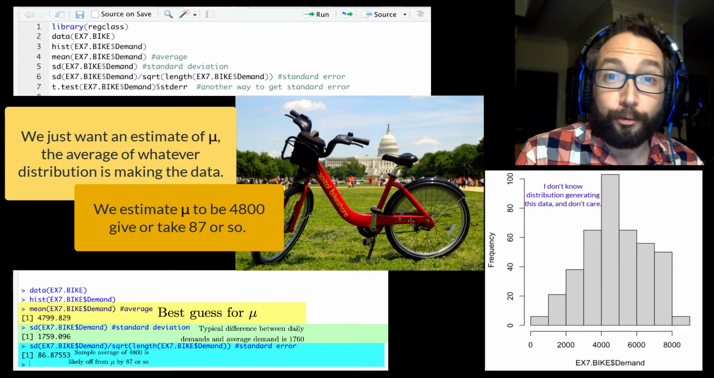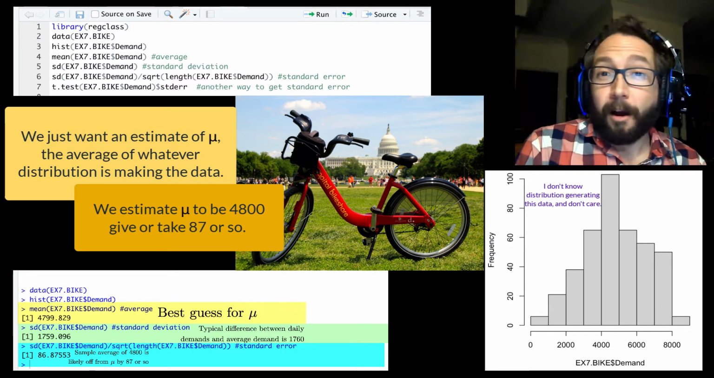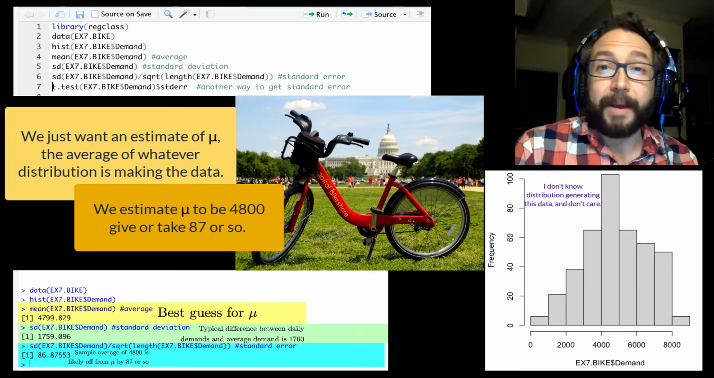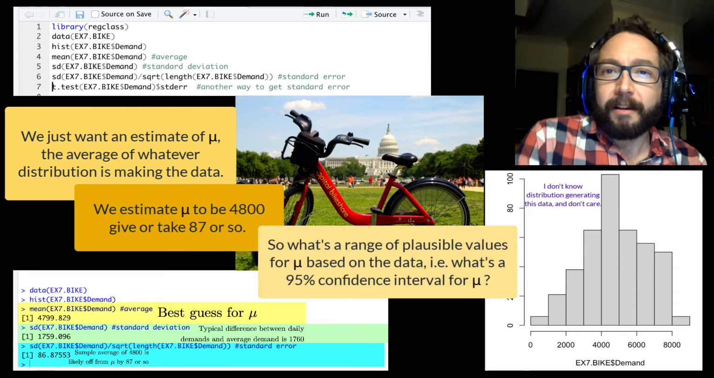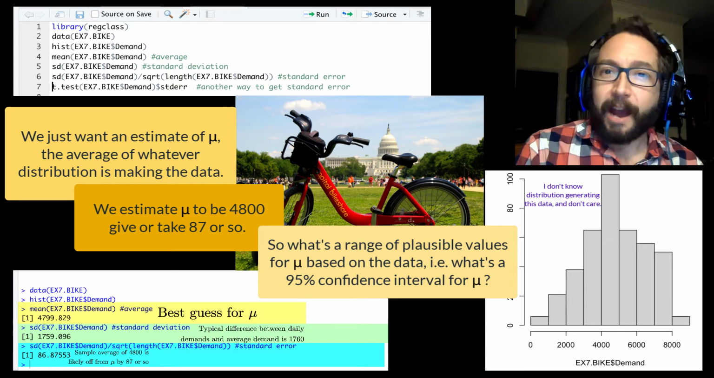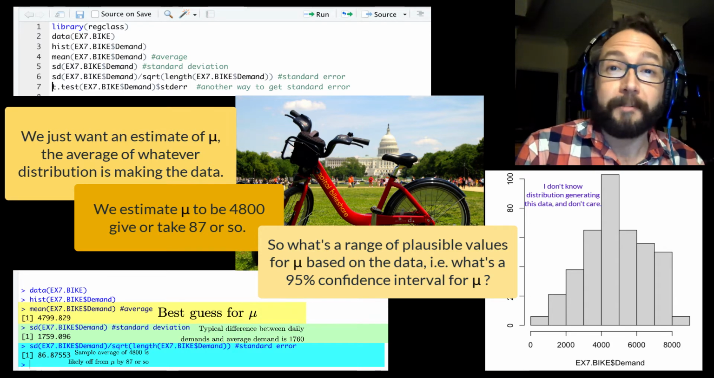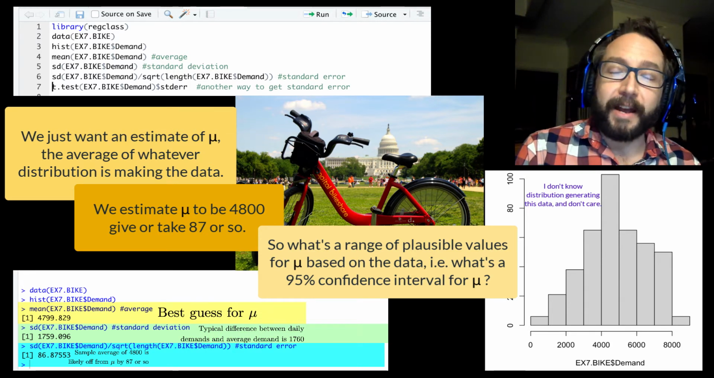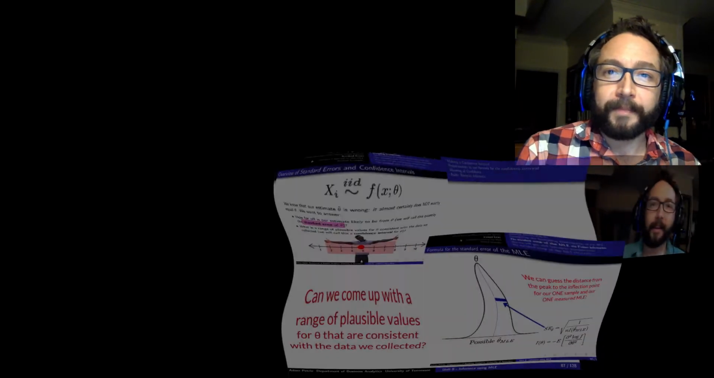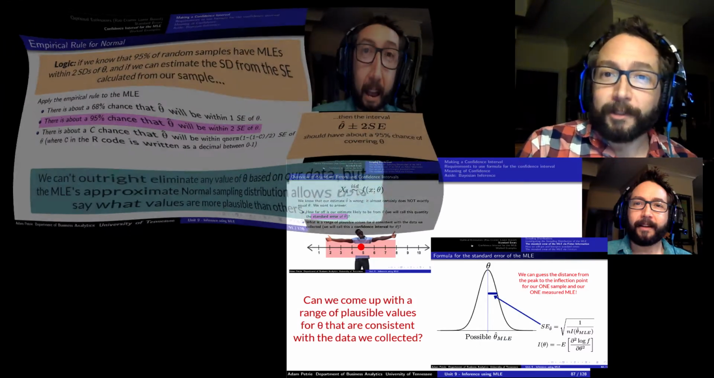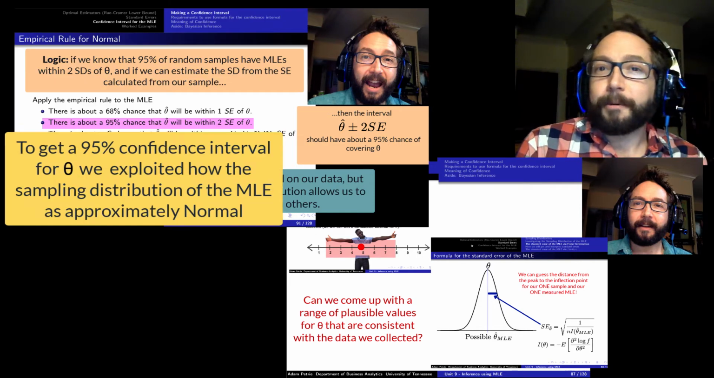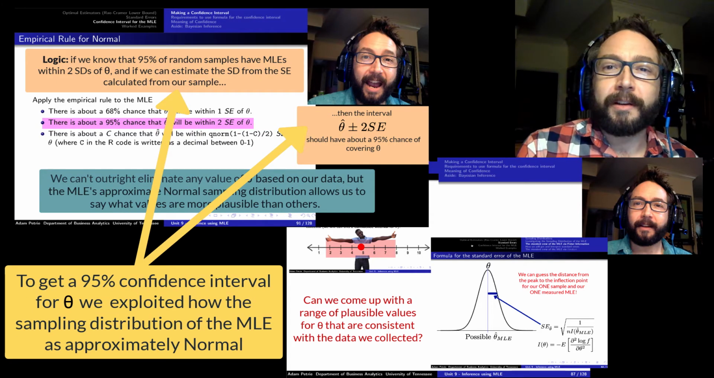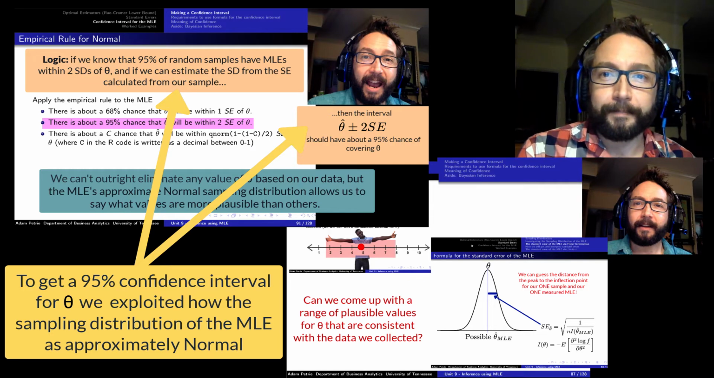Now, armed with a great guess for what mu might be, armed with an idea of how far off my guess might be from the true value of mu, how can I come up with a confidence interval for mu? How can I come up with a range of plausible values for mu based on the data values that I've collected in the sample? Well, we're going to employ a very similar type of reasoning as when we came up with the confidence interval for theta, the parameter of the probability distribution that we knew was making our data.